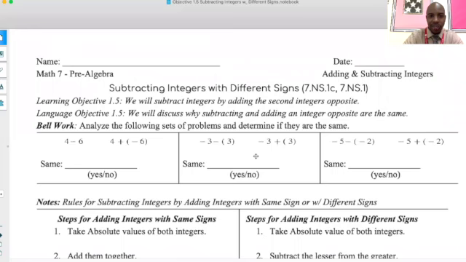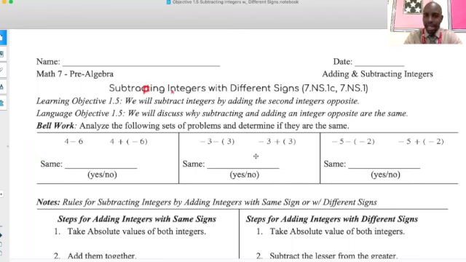All right, awesome. So right now, we're going to be talking about subtracting integers with different signs. So far, we've done adding integers with same signs, adding integers with different signs, word problems, and subtracting with the same sign. And today we're going to talk about subtracting integers with different signs. To start off, take a moment to do the bell work. Pause the video if you need to.